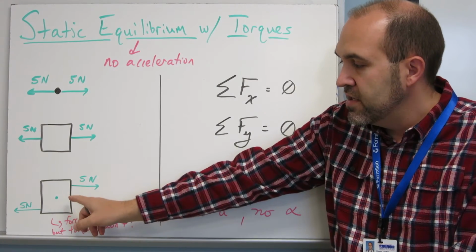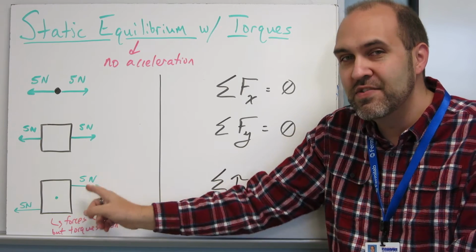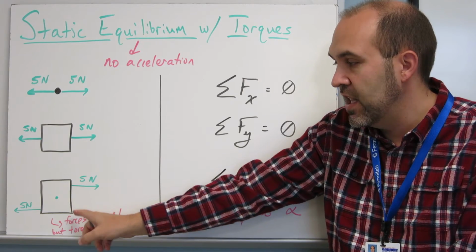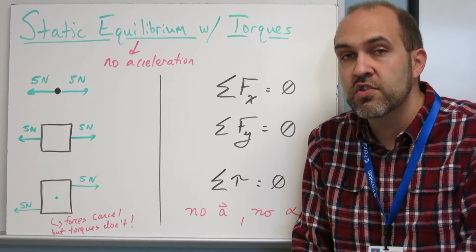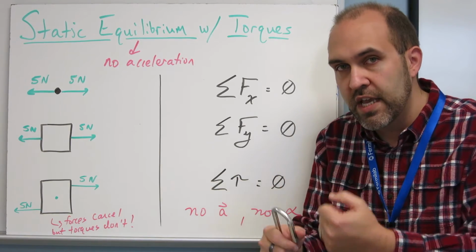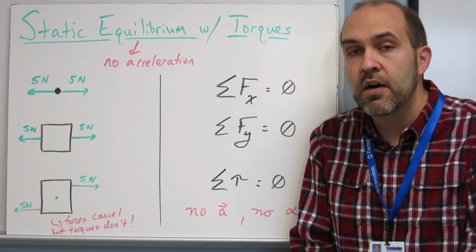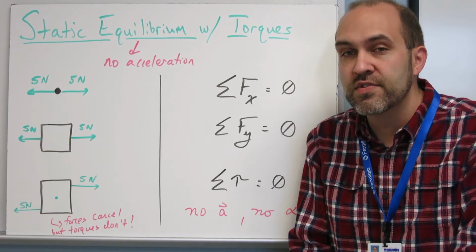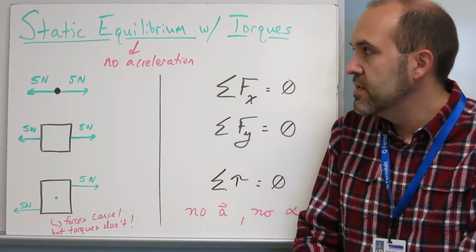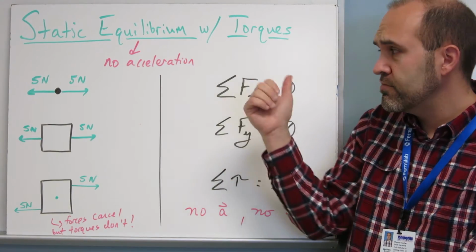But if the object is acted on by these two forces, as I've depicted in the last one, even though the net force is 0, you can still have a torque that causes that object to rotate. And so to prevent that, you have to have no net torque. You have to apply the forces so that the net torque is 0. And so that's what we mean by static equilibrium with torques.